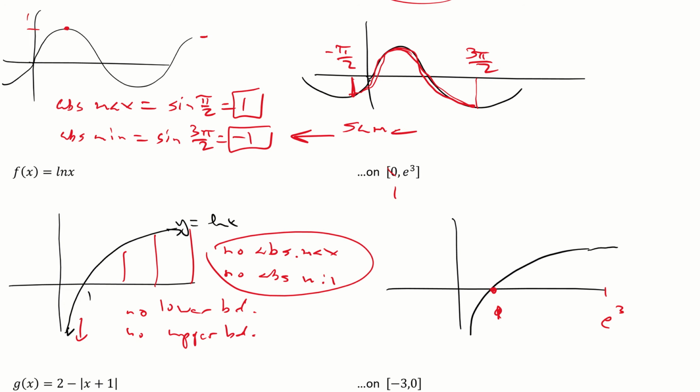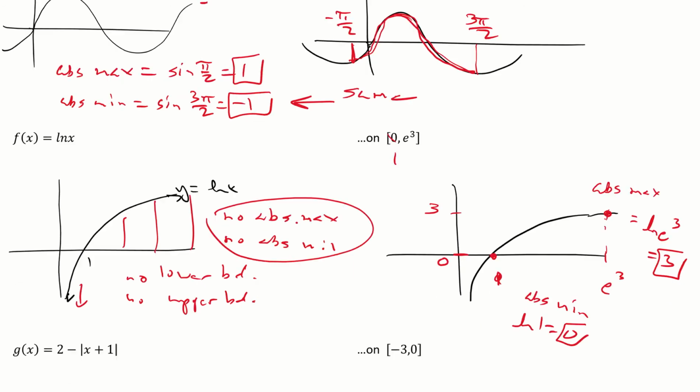Well, this one maybe not too interesting either. But since you stopped it, this is the absolute max, equal to the natural log of e cubed, which is 3. That's the max value that it achieves, 3. And this is easy to see, the absolute min, I'm going fast, is natural log of 1, which is 0.